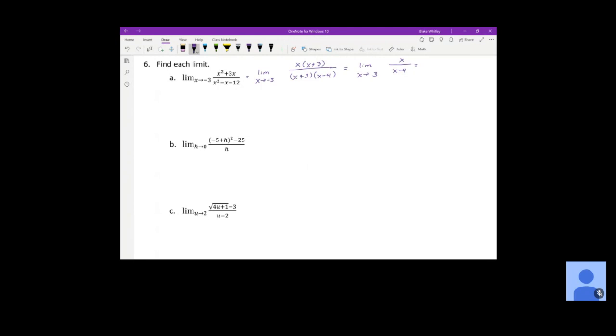And then what can we do at that point? Now we can direct substitute. Good. So when we do that, we get a -3 up top, -3 minus 4 in the denominator. And so when we simplify that, what's that going to give us? Good. All right, so -3 over -7, but a negative over a negative becomes positive. And so our limit is just 3/7. Any questions about finding that limit?